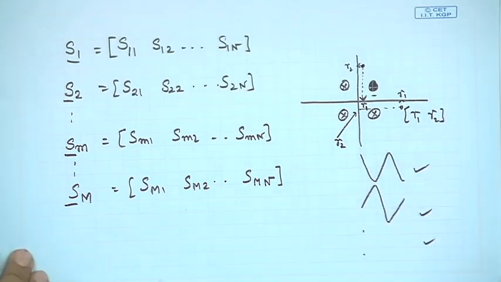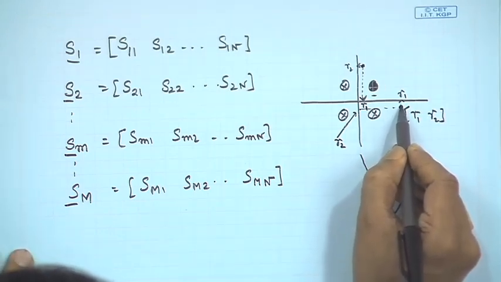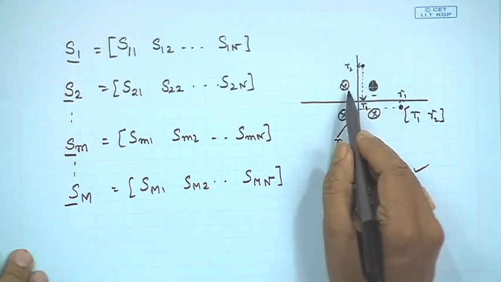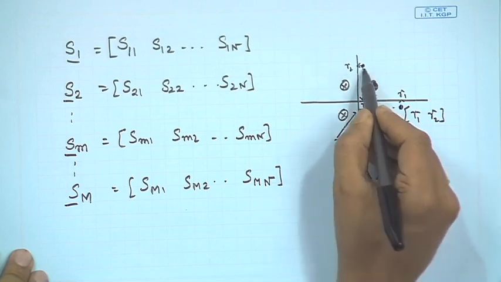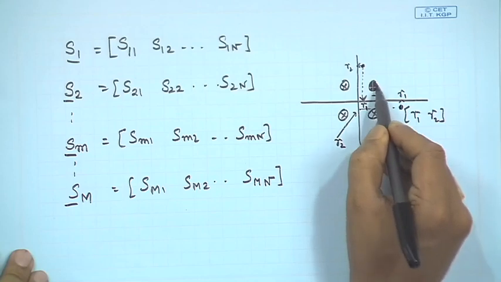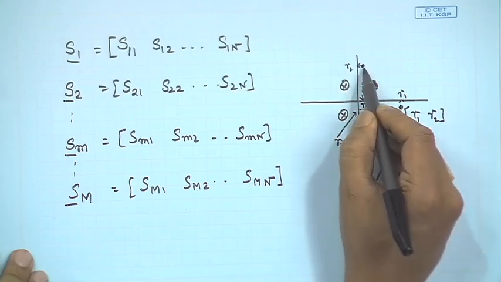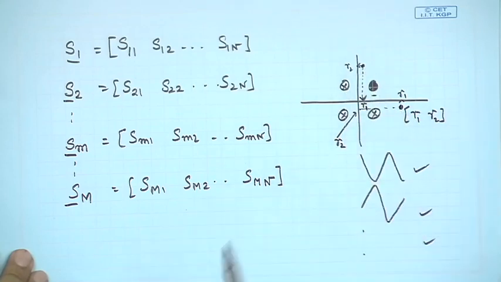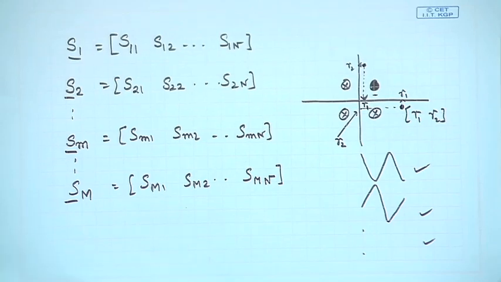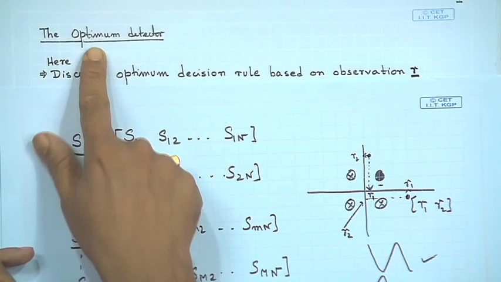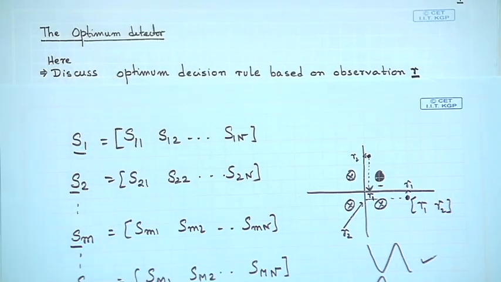The job of the detector, given this value, is to tell which of these 4 was sent. In the previous example, if this was produced, the job of the detector would be to choose any one of these 4, given that this is the output of the matched filter. With this distinction, we would like to stop this lecture here, and we will discuss the optimum detector in the next lecture.